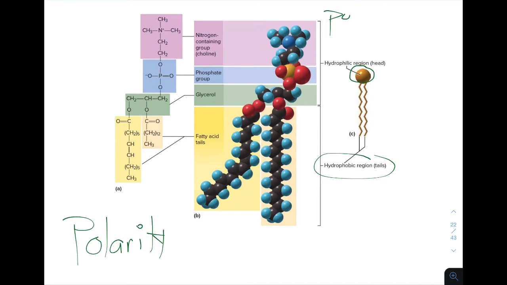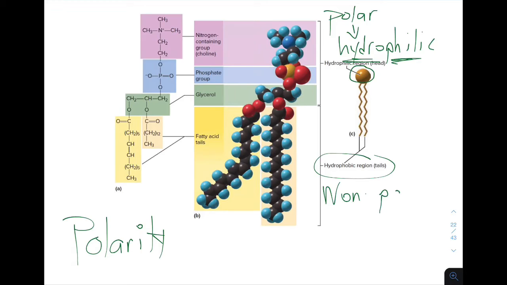Polar we can also call by another name, which is hydrophilic. Hydro for water and phile for loving or liking. And we have the non-polar tails, and the non-polar tails are hydrophobic.